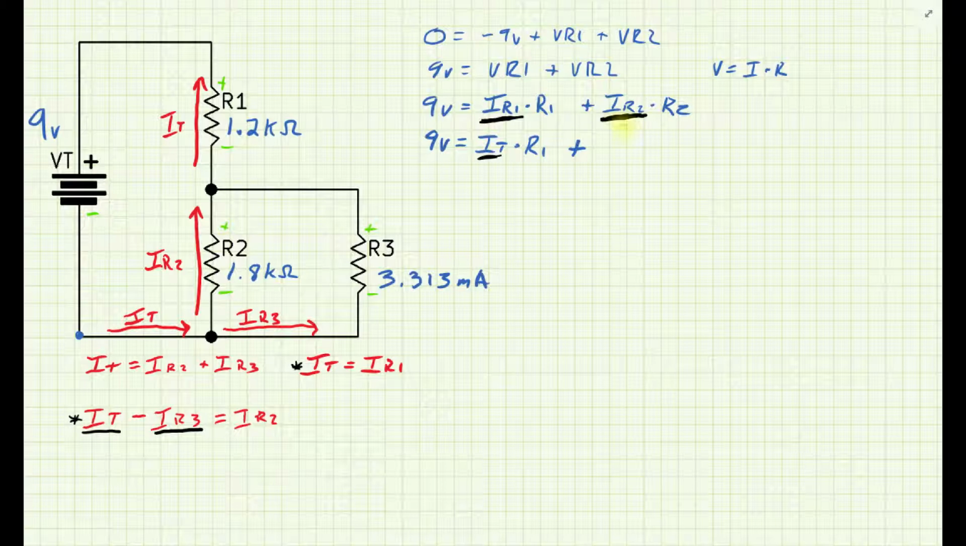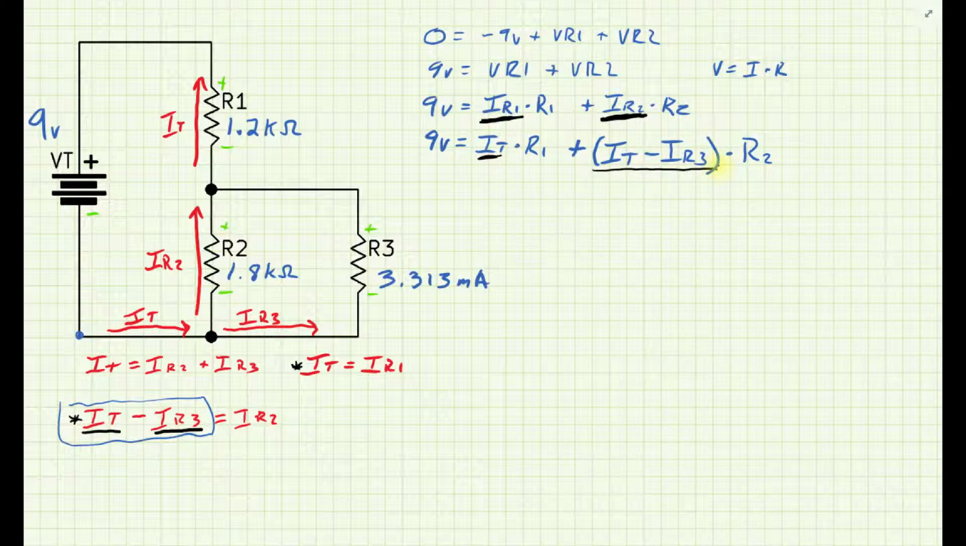Let me demonstrate this. I'm going to take my IR2 and replace it with this substitution. So I'll just put it in parentheses: IT, which is one of my unknowns already, minus IR3, which I know is one of the givens, so in this circuit it happens to be a nice substitution. And R2 is something that I know. So now, by doing this substitution, I replaced IR1 with IT, and I replaced IR2 with IT minus IR3.